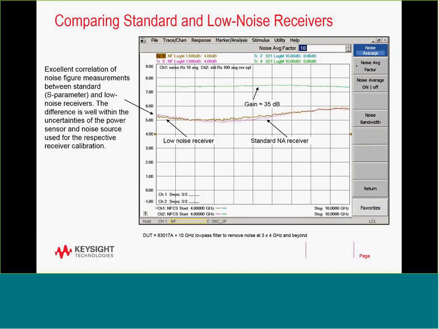So again, comparing standard and low noise receivers. In our network analyzer, you probably saw in the diagram that you can actually pick the gains that you want, low, medium, or high. Depending on the device that you measure, you would increase the gain in the network analyzer to get a little less jitter in your measurement.